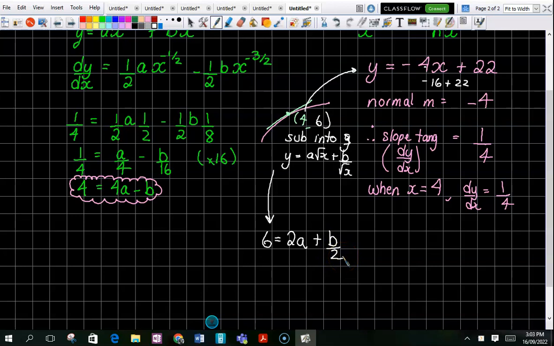We can get rid of the fractions. Times by 2, yep. We get 12 equals 4a plus b. And we've got our two equations. We'll circle this one as well.